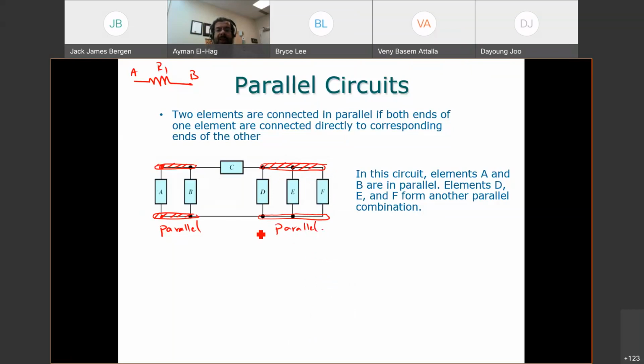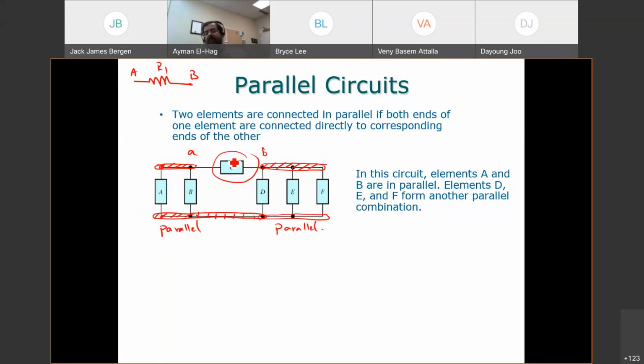Now, the question is, how about C? Are B and D connected in parallel or not? This is very important to understand. Okay, per definition, the two elements have to share the same two nodes. So B and D, this node is exactly the same. So they share the bottom node. But the upper node, they don't share it. This point, if I call this point A, this is B. A and B are not the same.